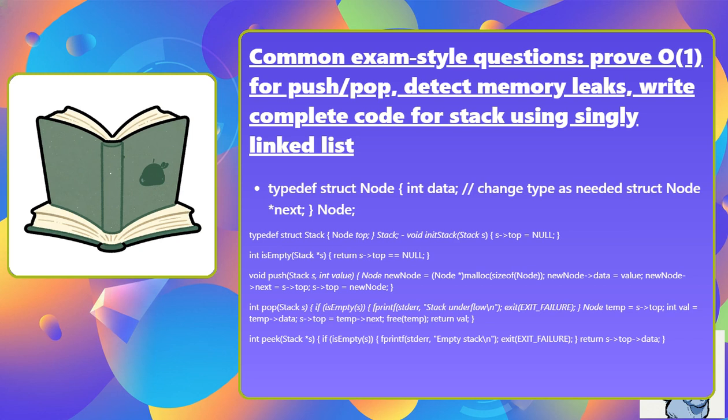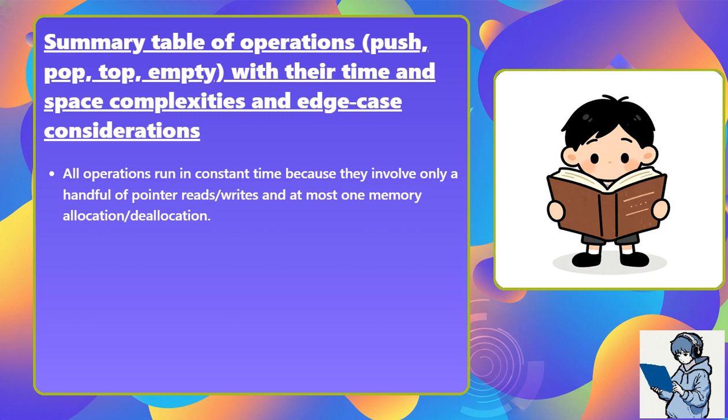Function pop first checks if the stack is empty and signals underflow if it is. Otherwise, it stores the current top in a temporary variable, records its data value, moves the top pointer to the next node, frees the temporary node, and returns the recorded value. Function peek checks if the stack is empty, and if not, returns the data field of the top node. Function destroy stack repeatedly calls pop while the stack is not empty, reusing pop to free each node. All operations run in constant time because they involve only a handful of pointer reads and writes, and at most one memory allocation or deallocation.